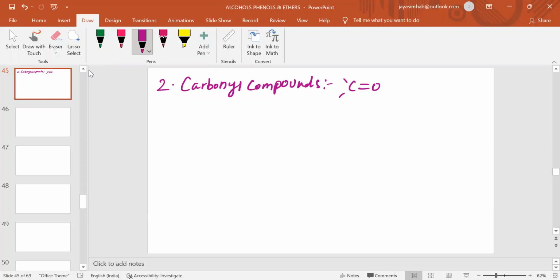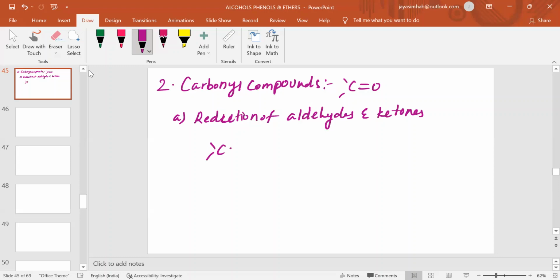So first one we'll take is reduction of aldehydes and ketones. By reduction of carbonyl compounds, we can produce alcohols. So under that, you see first one is reduction of aldehydes and ketones. So the general examples we will write. Suppose this is the aldehyde we can take.